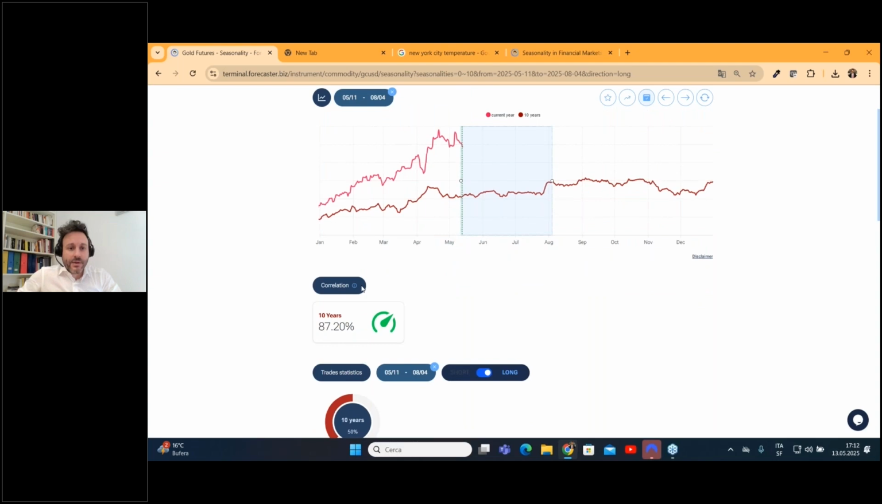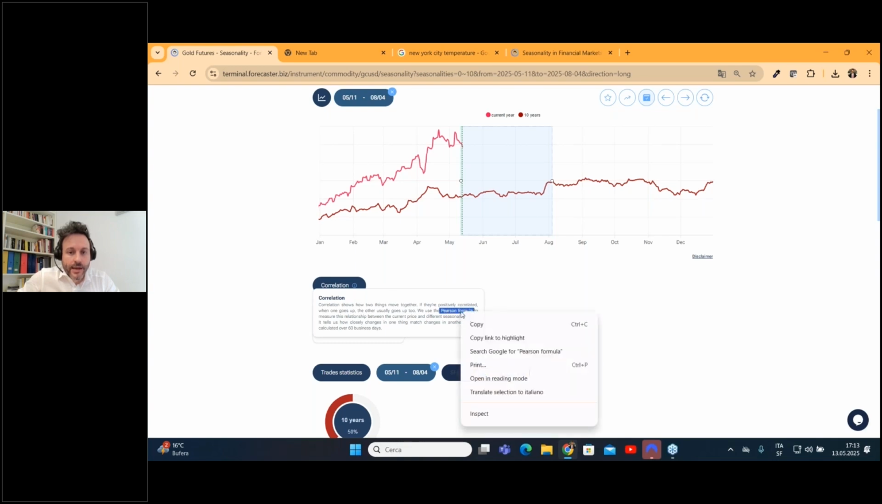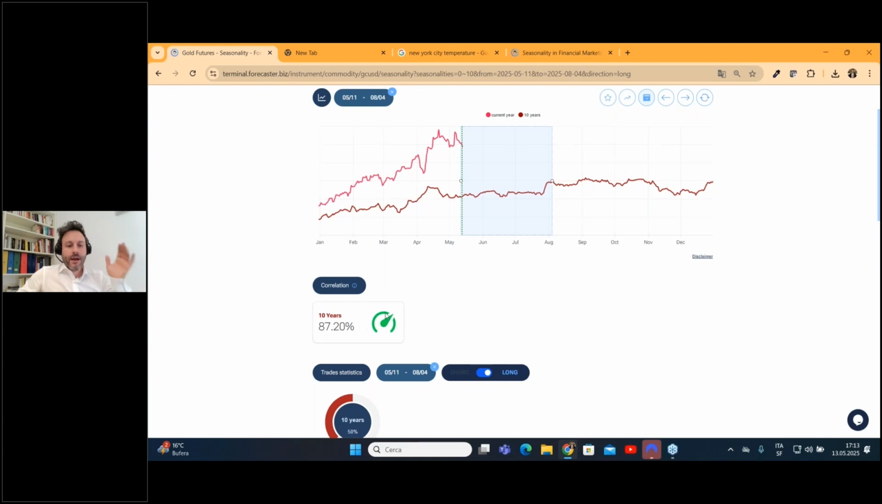Seasonality tells us what a specific financial instrument did in the past, but we need the correlation in order to understand if it's right or not to use seasonality right now. Here in the seasonality, we also have the correlation. This is very interesting data because thanks to the Pearson formula, we calculate how the actual price, how the current year is moving compared to the seasonality.